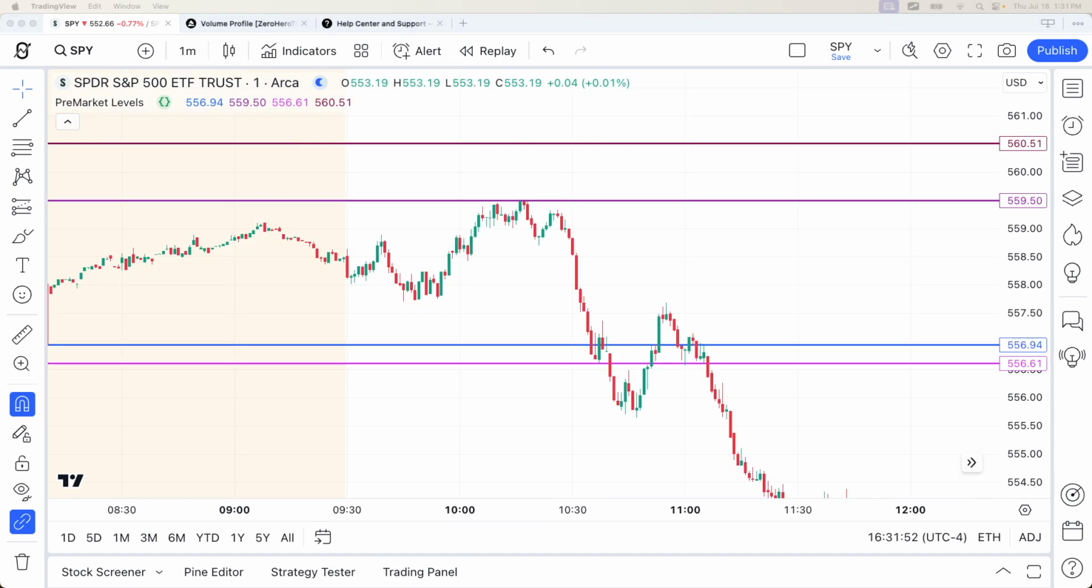Awesome. I hope you found value in learning how to retrieve pre-market levels using PineScript. You can now incorporate them in your own trading strategy. Remember, trading is a journey, and mastering PineScript is just one step along the way.